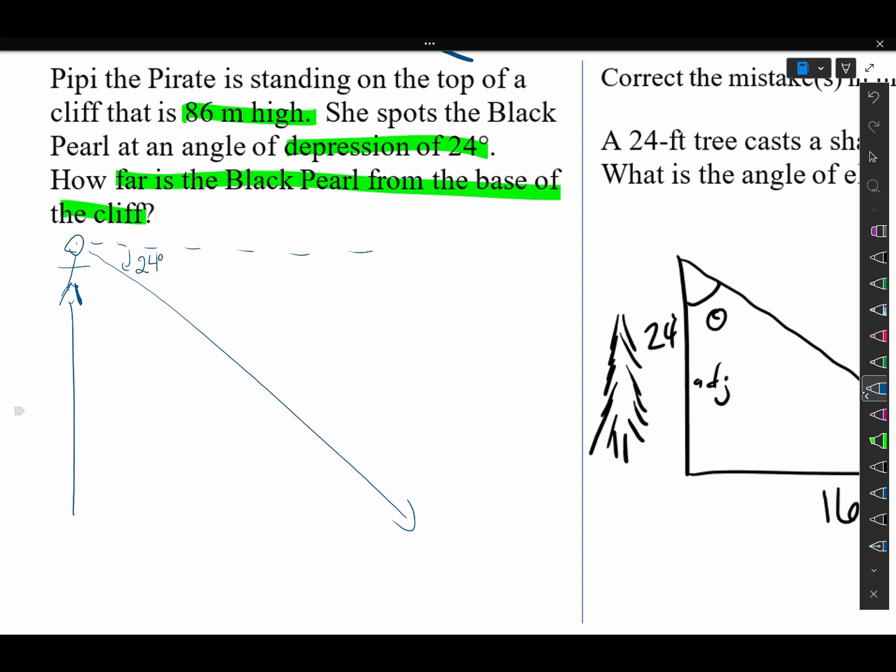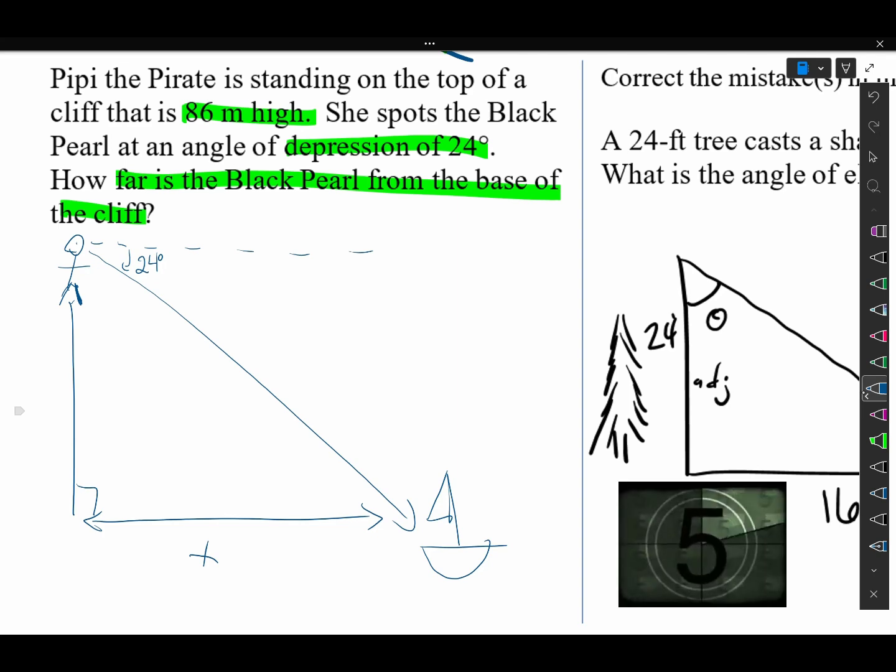And then we're asking how far is the black pearl. Remember, that's what's being seen right here. There's our pirate ship. How far is this from the base of the cliff? So that's our unknown side length. We can assume this cliff is 90 degrees up. And all we're doing is finding this unknown.